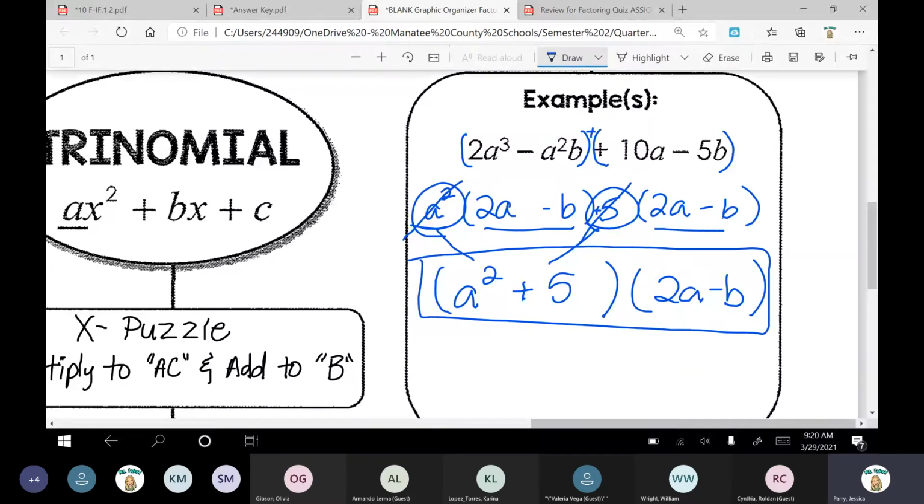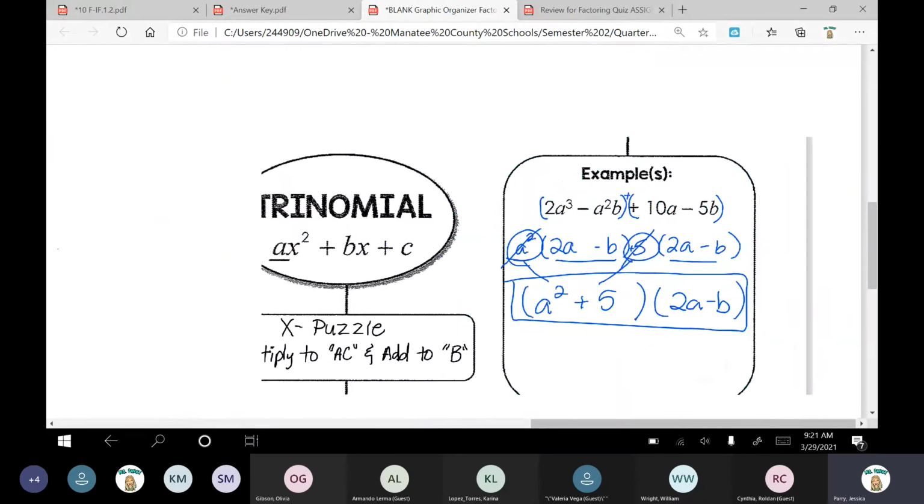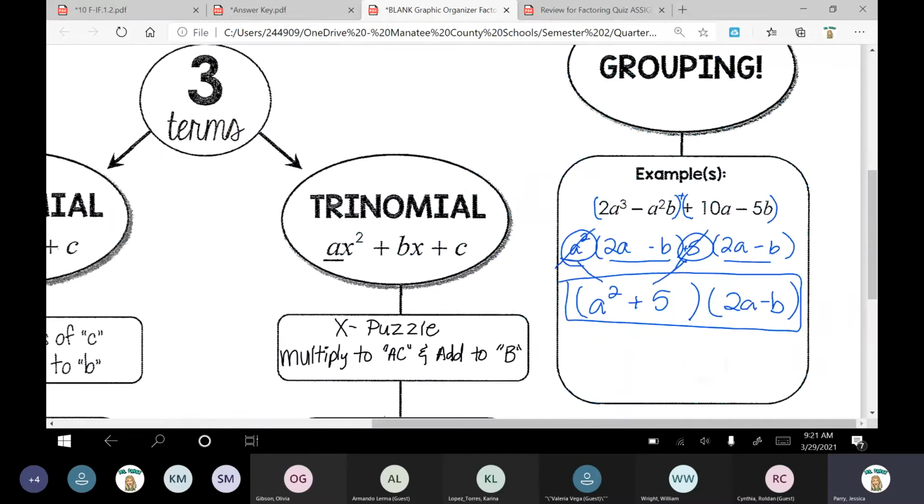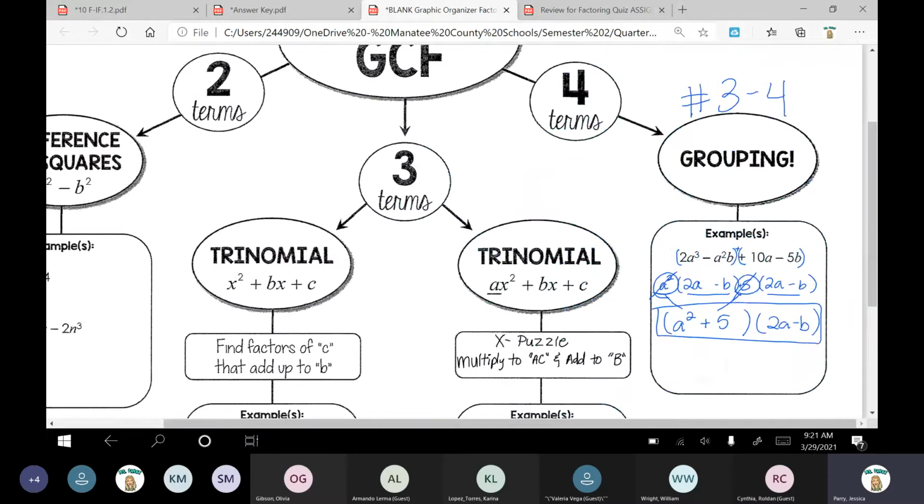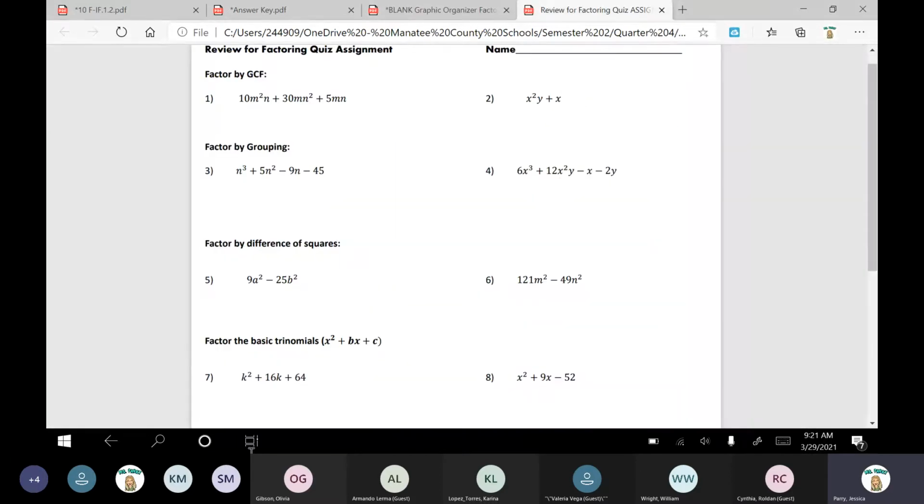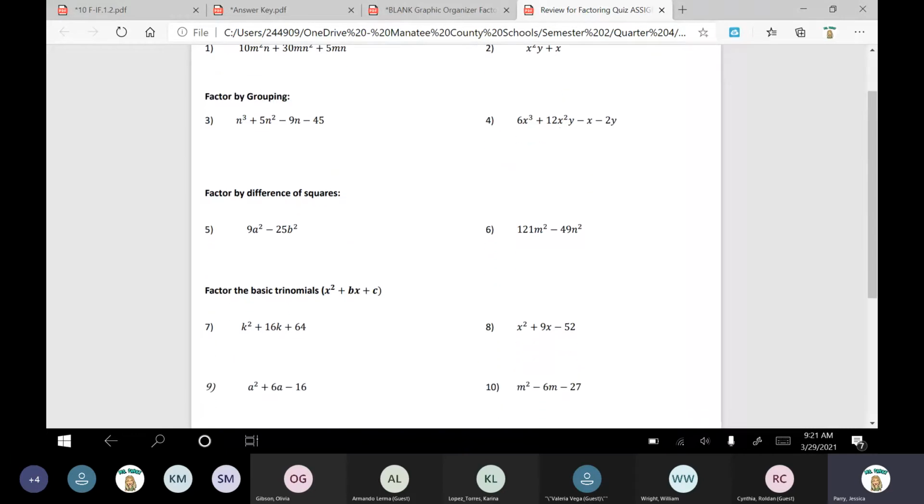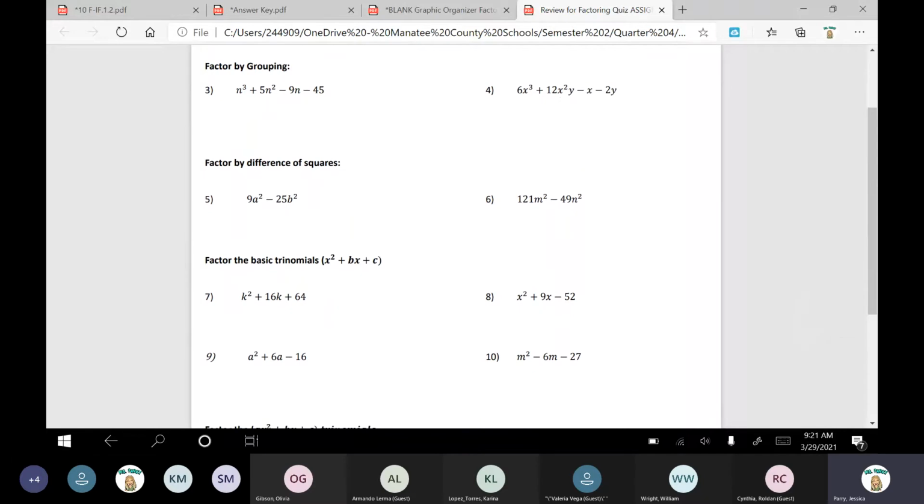You could go back, FOIL it out, first, outer, inner, last, and multiply, and then combine like terms to check your work. But that is pretty much how you're going to do numbers 3 and 4. Yep, numbers 3 and 4 from the assignment. I'm going to go back to it here. That is how you'll do numbers 3 and 4. You'll look at the right side of your worksheet there. Okay, going on to our next one, numbers 5 and 6.